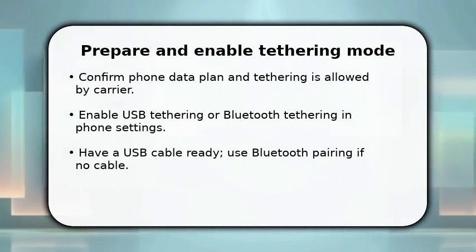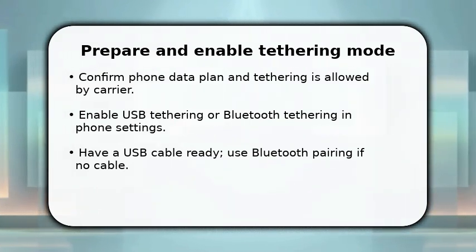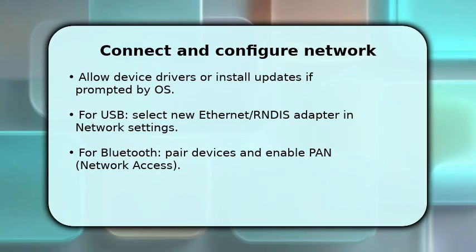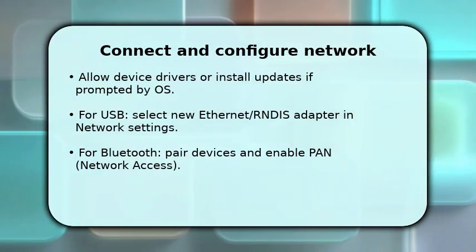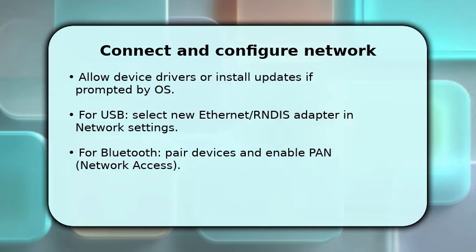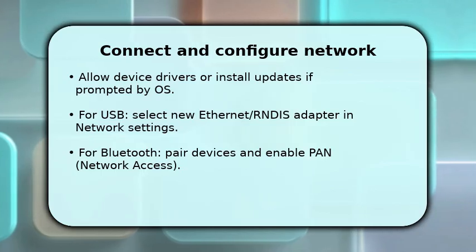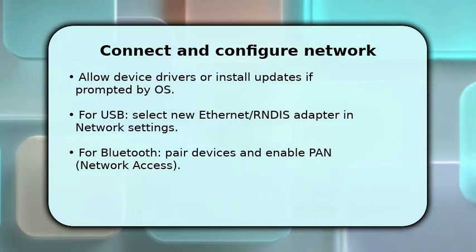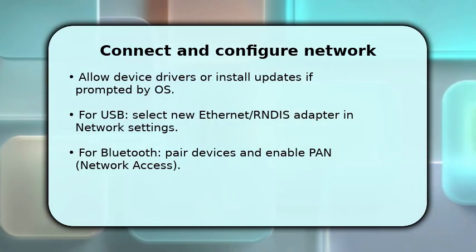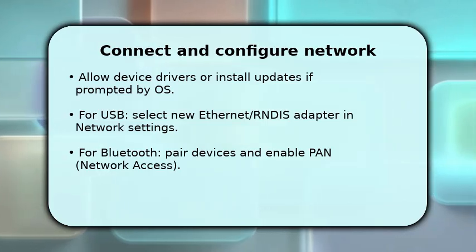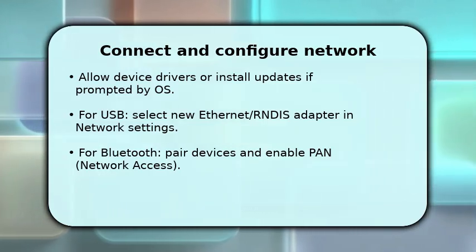Next, focus on connecting and configuring the network interface so your laptop uses the phone's internet. After enabling tethering, let the laptop install phone drivers. This creates an Ethernet or RNDIS adapter for USB. Once visible, select it as the active network in Network Settings and ensure IPv4 is set to obtain IP automatically.